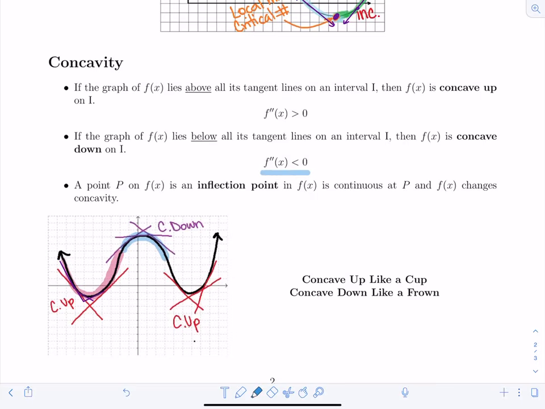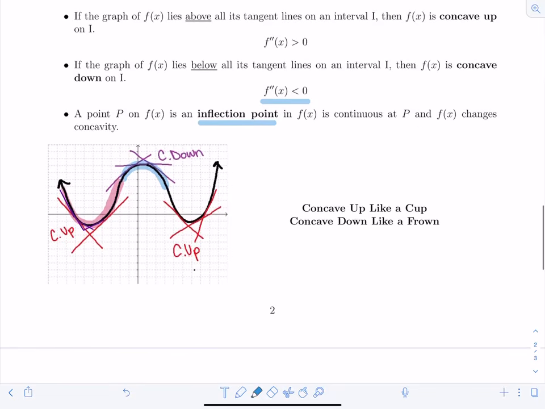Now, where the graph switches from being concave up to concave down, or vice versa, is called an inflection point. Okay, so a point P on f of x is called an inflection point in f of x if f of x is continuous at P and f of x changes in concavity. Okay, so there has to be a change in concavity in order for a point to be considered an inflection point. And just a little something to help you remember which way it looks like: concave up like a cup and concave down like a frown.